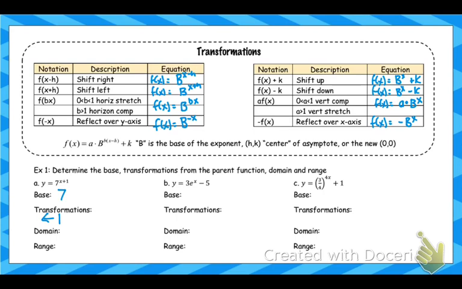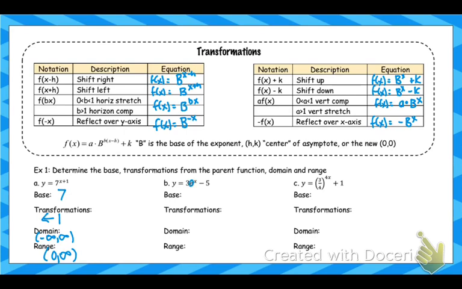Domain is going to be really easy for exponential functions. Every exponential function has a domain of negative infinity to infinity. Range is going to be determined by reflections and by your vertical shifts. So this graph has not shifted up or down at all. So it's just shifted left or right. So that doesn't change the range from the parent function.